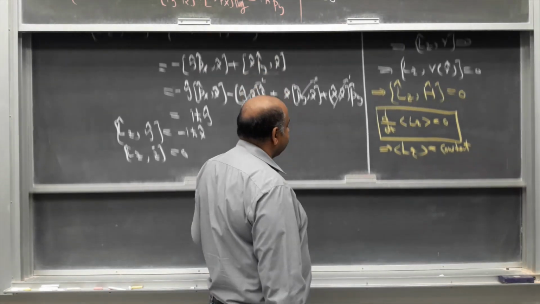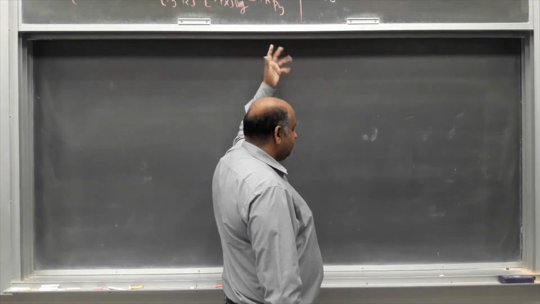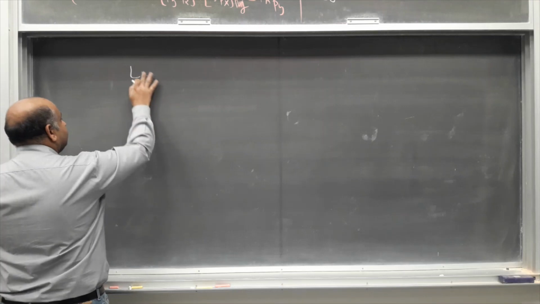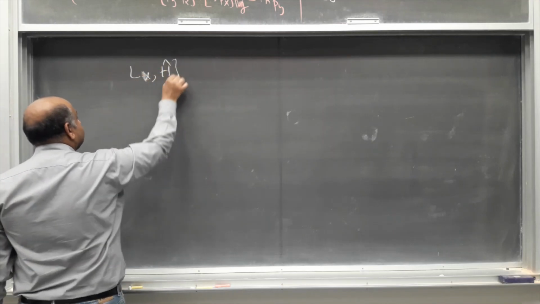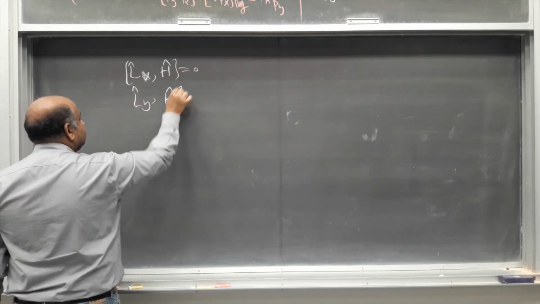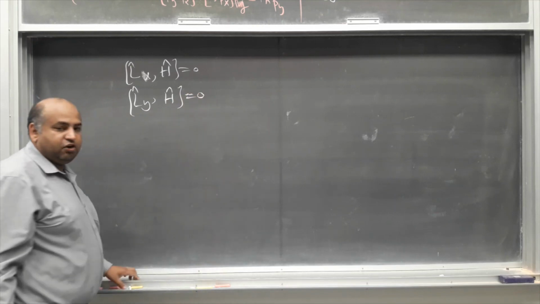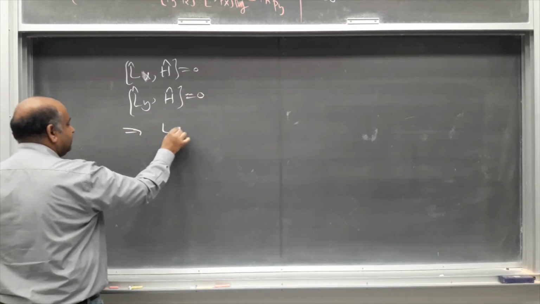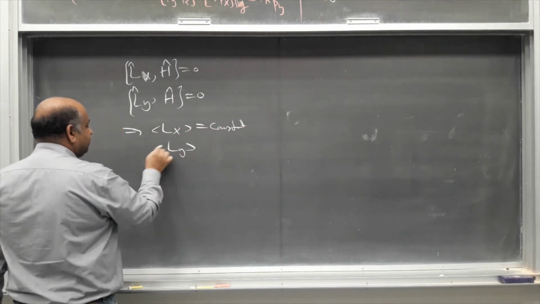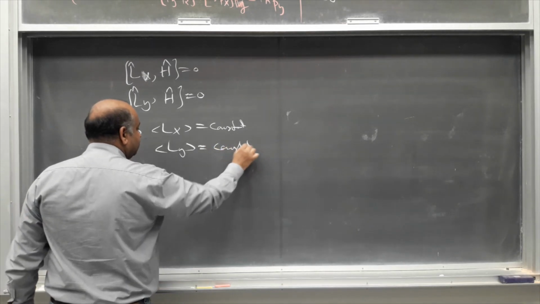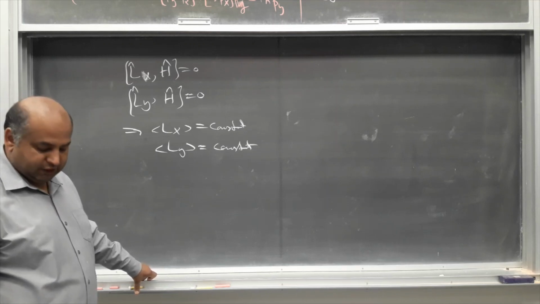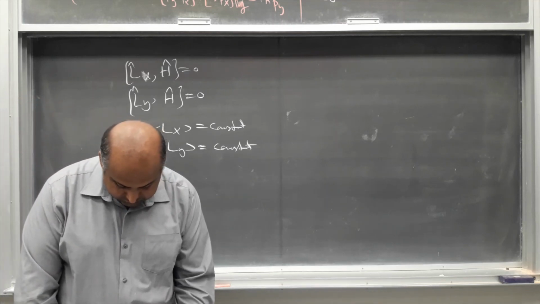And since the Z axis that we took was arbitrary, we can as well show that the Hamiltonian commutes with the X component of orbital angular momentum, and the Hamiltonian commutes with the Y component of the orbital angular momentum, and similarly that this is also constant. The expectation value of the Y component is also constant, and hence the orbital angular momentum's expectation value is conserved in quantum mechanics. That is, it doesn't change with time.